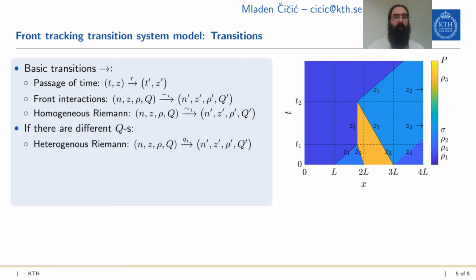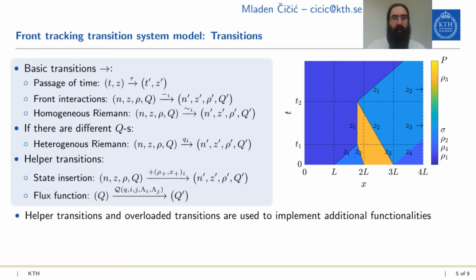Now, if we have different flux functions, then we need the heterogeneous Riemann transition as well. And this one is very similar to the homogeneous counterpart, but since now we're solving a Riemann problem at an interface between 2 flux functions, we need to externally define the velocity of this interface in order to get a unique solution. And then finally, we define some helper transitions, which will make it easy for us to implement additional features. So the state insertion transition simply adds 2 wavefronts with some density between them, and the flux function transition changes the flux function of some zone.